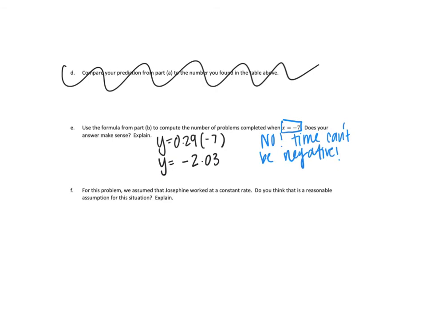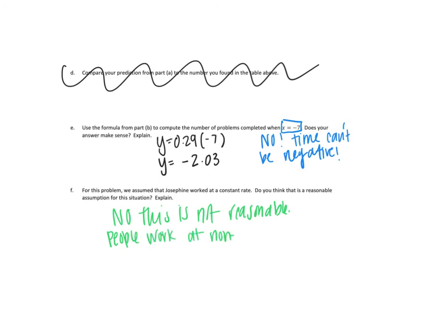I mean, think of just like the work that you do in math class. Do we spend the same amount of time on every single question no matter what? No, we don't work at the same pace. We're learning different things. Some days our lessons are harder than others. Sometimes our questions require more work than others. So no, this is not reasonable. It is not reasonable at all. People work at non-constant rates.